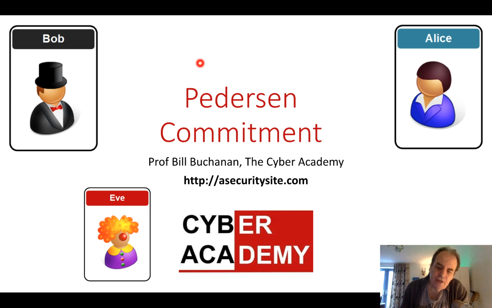Okay, so we're going to have a look at a concept called Pedersen Commitment, and this is a way that Bob can commit to a secret to Alice and then possibly reveal the secret at some time in the future. Alice cannot tell what the secret is that Bob holds, and Eve has no way of telling what the secret is if she can't see the secret that's passed between Bob and Alice.